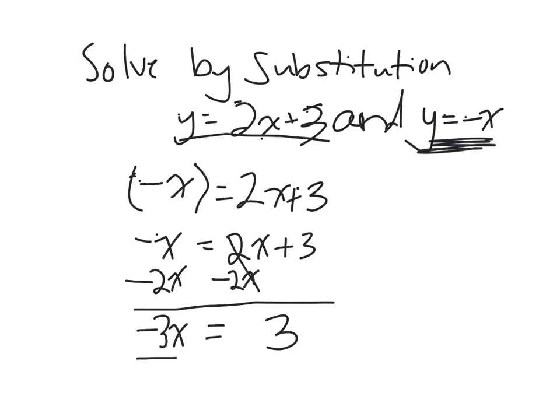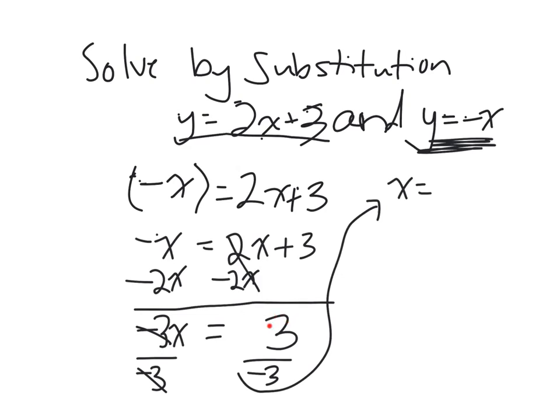Next, I divide by 3, divide by 3. To get that, I'll just come over here, and I get that x equals, and if I look at what is 3 divided by negative 3, what I end up getting here is negative 1.